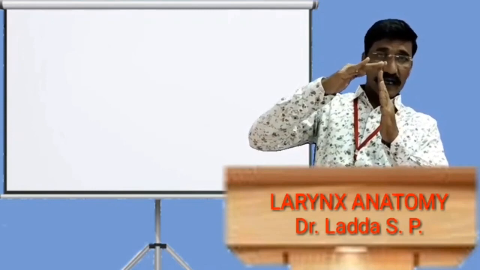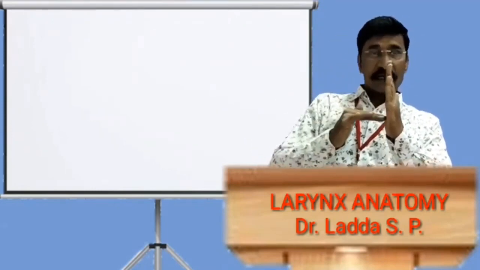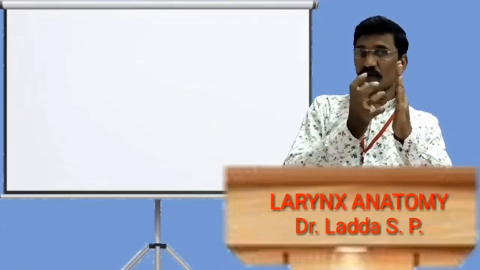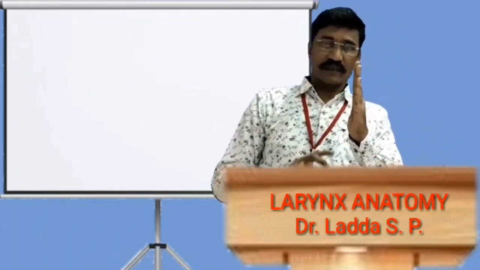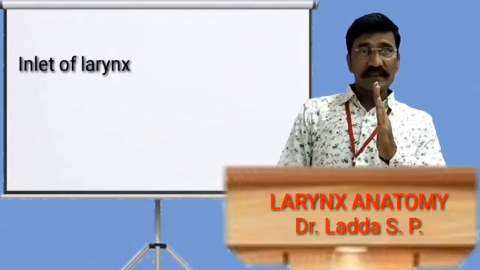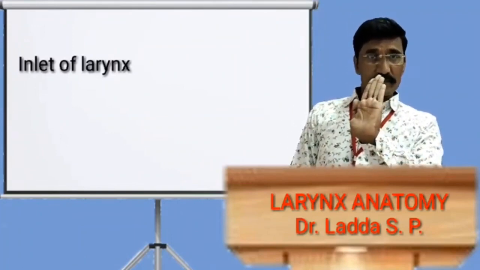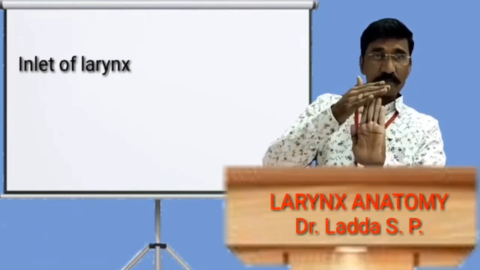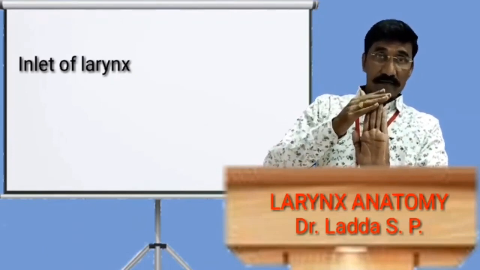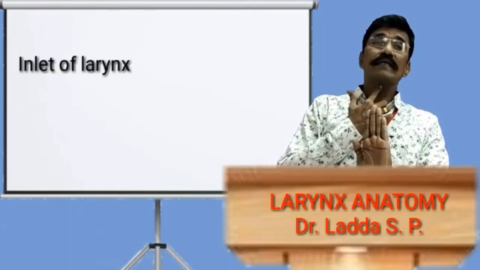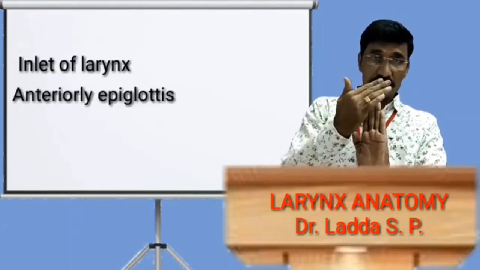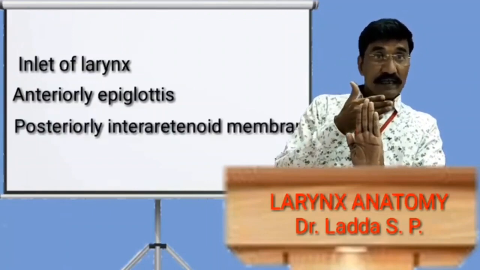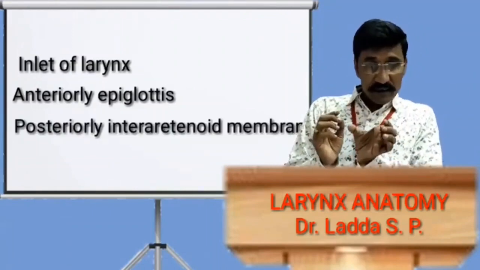Now the upper part of the larynx is the inlet, and the lower part of the larynx at the trachea, means at the cricoid, that is the outlet. So the inlet of larynx is oblique. Are you getting? It is oblique, it is not straight. The inlet of the larynx is oblique, and it is bounded anteriorly by, naturally, the epiglottis. It is bounded anteriorly by the epiglottis, posteriorly by, now we know this is cricoid.